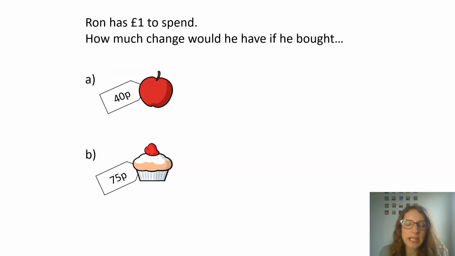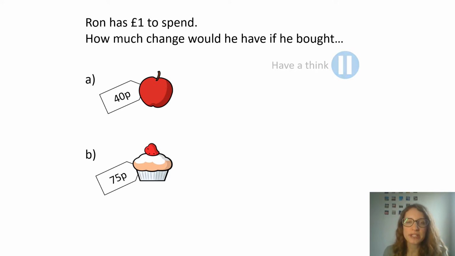Okay, so Ron's back again. He has £1 to spend, which we know is 100 pennies. How much change would he have if he bought the apple to start with and then the cakes, do them separately? Okay, so he's got 100 pence or £1, take away 40 pence, and then do the same 100 pennies or £1, take away the 75. How much change would he get? Okay, so pause, give it a go. Let's see if you're right.